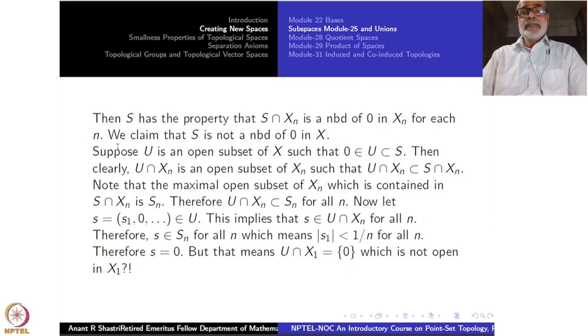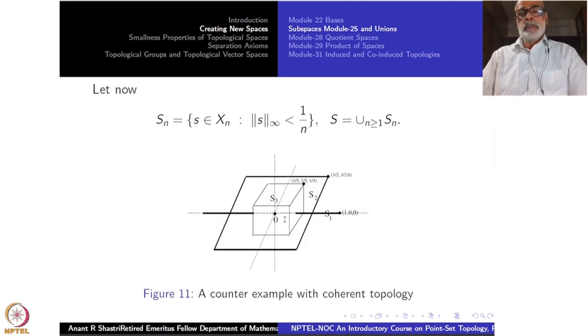For each n, we claim that S is not a neighborhood of 0 in X. So go back to this picture. If you take S1, then it is automatically minus 1 to plus 1. If you take S2, you don't have to bother about this one, you can take just the half cube here. If you go to S3, you can take this 1/3 cube here, and so on. Those are the open subsets. They are contained in S1 union S2 union S3, that is, in S intersection Xn. So S intersection Xn is a neighborhood of 0.